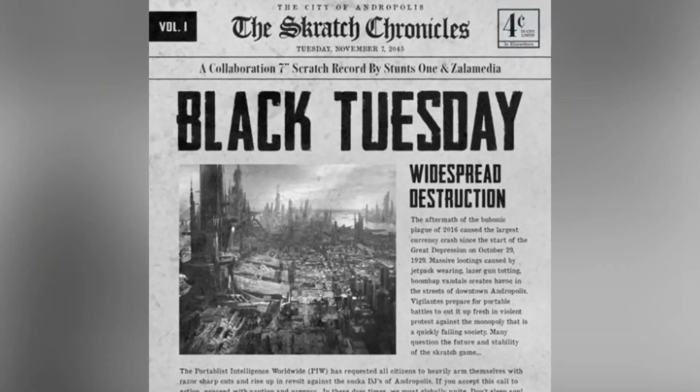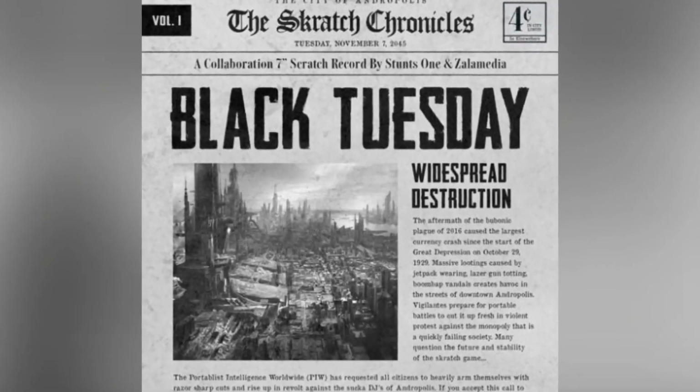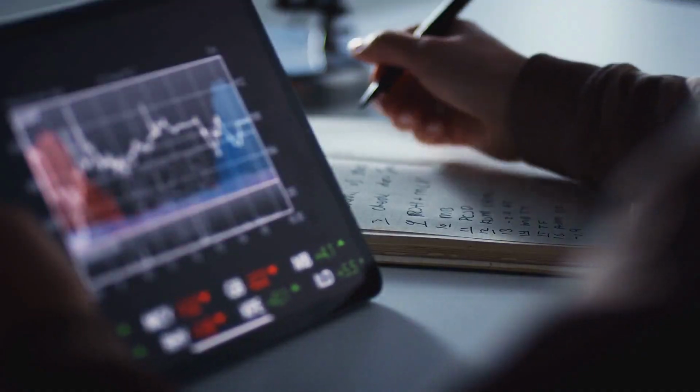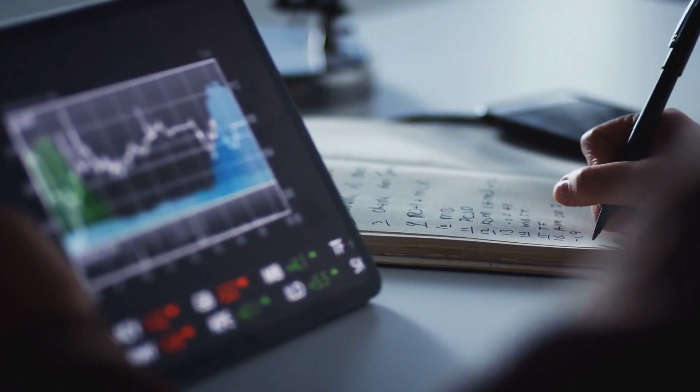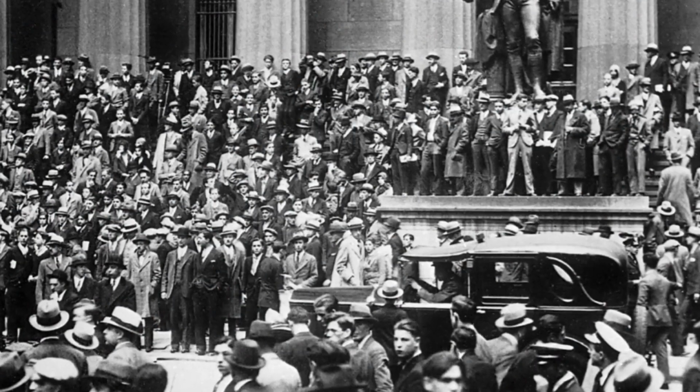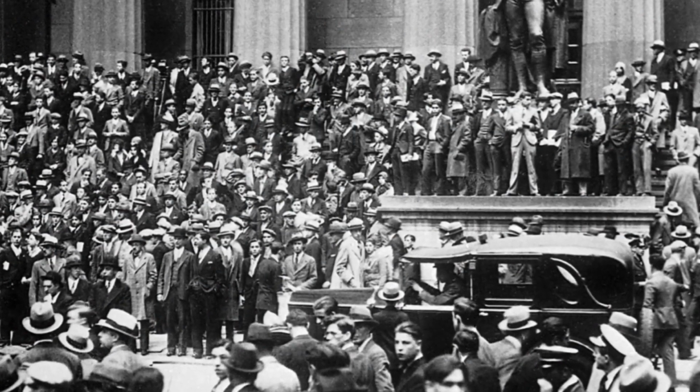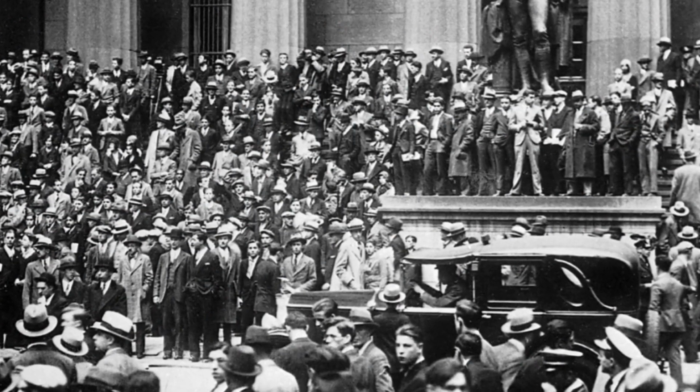Five days later, on October 29th, or Black Tuesday, some 16 million shares were traded after another wave of panic swept Wall Street. Millions of shares ended up worthless, and those investors who had bought stocks on margin were wiped out completely.